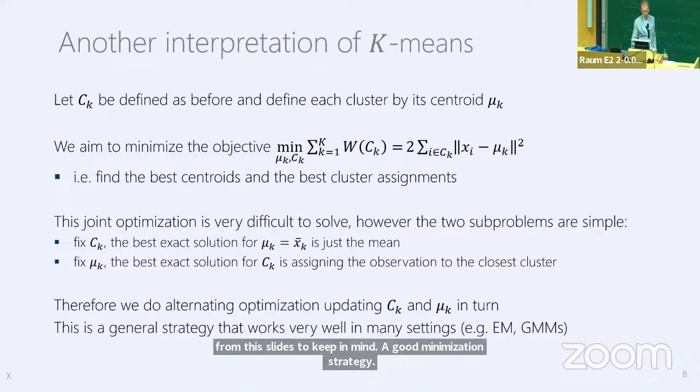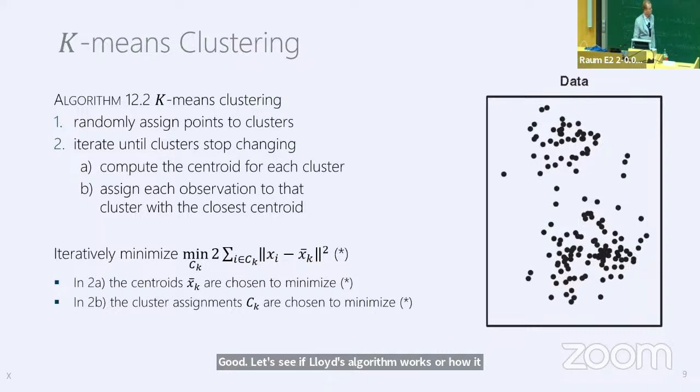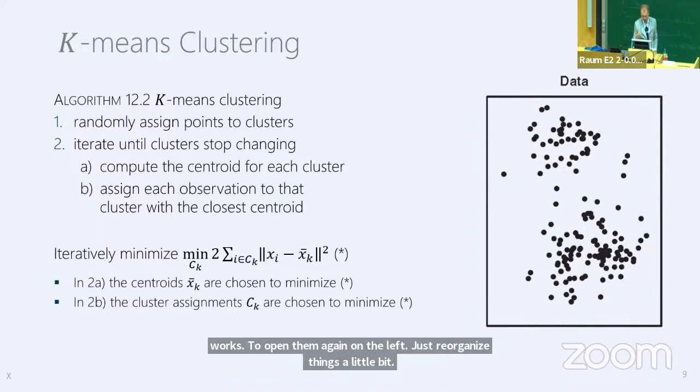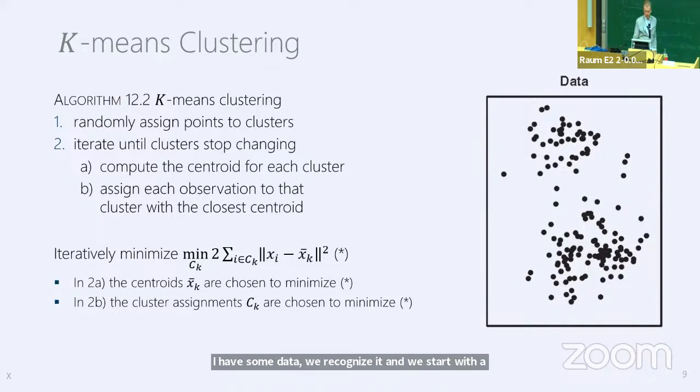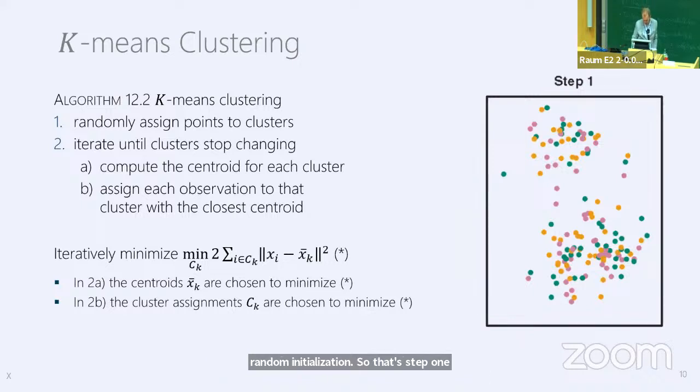Let's see if Lloyd's algorithm works or how it works. The algorithm again on the left, just reorganized a little bit. I have some data, we recognize it, and we start with a random initialization. So that's step one. I think we have three clusters here, or at least three colors. So that would be the cluster assignment.